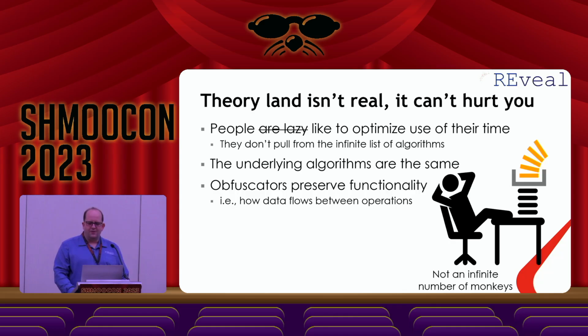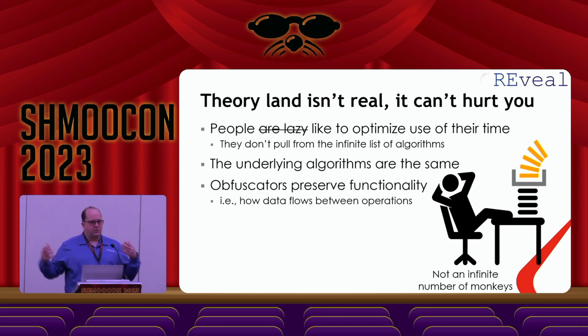But I'm here to tell you, Theoryland isn't real. It can't hurt you. People love to optimize the use of their time. They'll just go to Stack Exchange or search the internet for the first thing that implements the algorithm they have, and there really aren't an infinite number of monkeys versions of the algorithms. So the fundamental underlying algorithms are the same. There may be some instances of those algorithms, like if you have a factorial function, you can have the iterative one where you're just looping, or the recursive version of it.